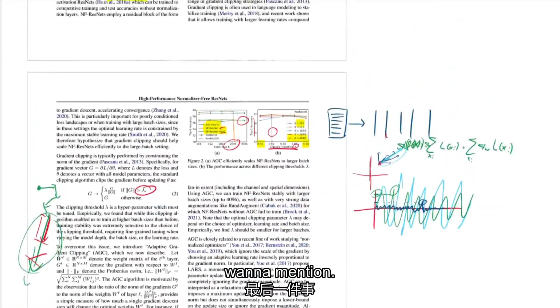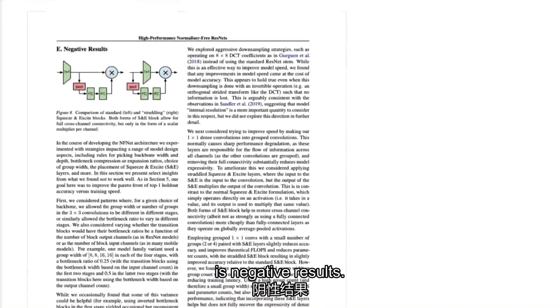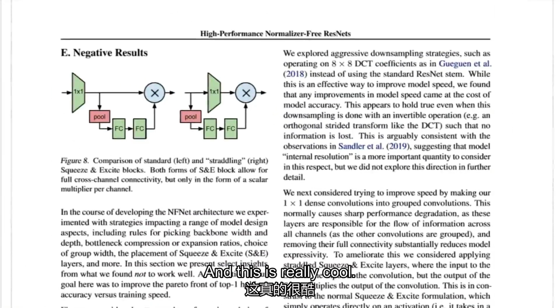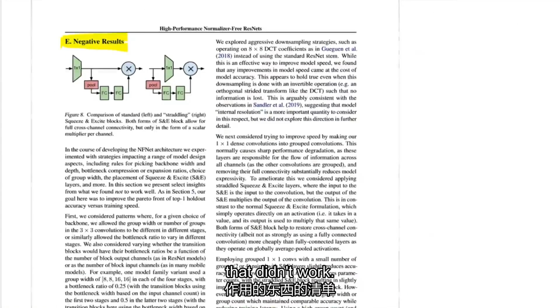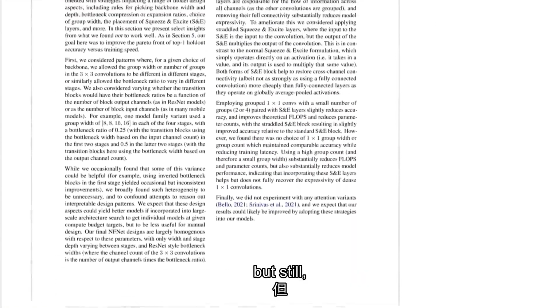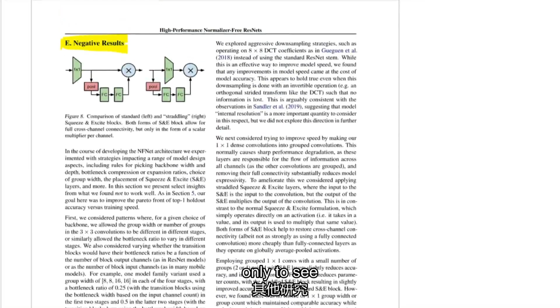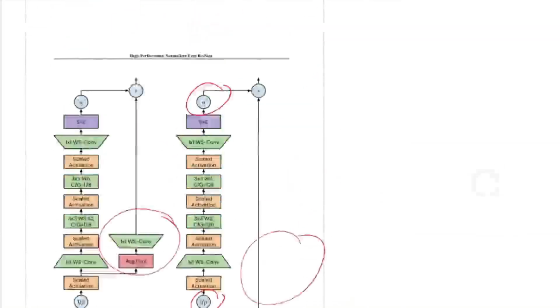And the last thing I want to mention that's cool about this paper is Appendix E. Appendix E is negative results, and this is really cool. So here is a list of all the stuff they tried that didn't work. It's one page, but still, it is very, very good, even if it's only to see that other researchers try a whole lot of stuff and fail as well.